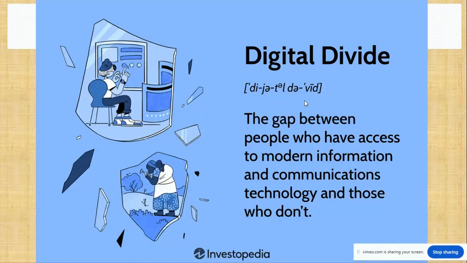Now let's look at the chart on your screen. It's actually talking about digital divide. As you can see, the gap between people who have access to technology, who have access to a computer, and those that don't have access to a computer. As you can see on your screen, we have an old woman using little digital resources, while the other one is using the new one and the old one.